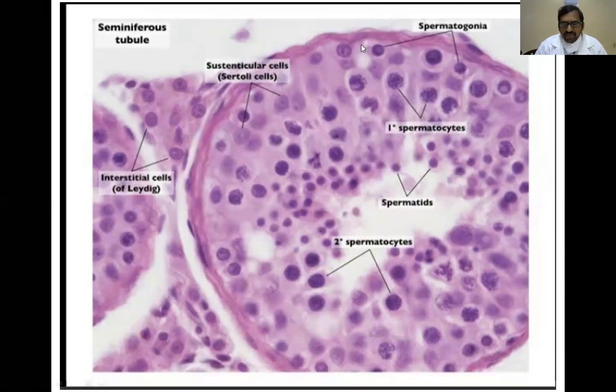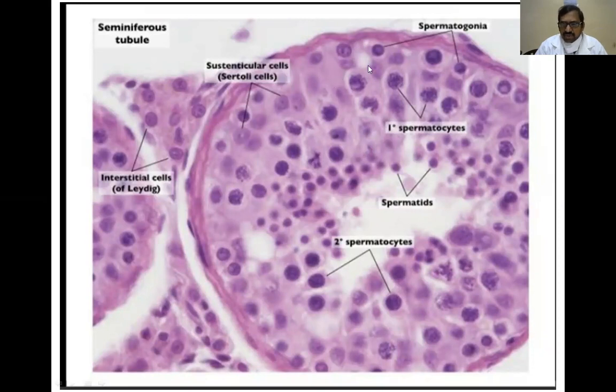Here you see, if you take each seminiferous tubule, there are different stages of cells. First and foremost important one is the supporting cell. They are called sustentacular cells or Sertoli cells. In between the sustentacular cells or Sertoli cells, there are spermatogonia and spermatocytes. There are different stages of the maturation of the spermatozoa. First, the supporting cells, the sustentacular cells or Sertoli cells.